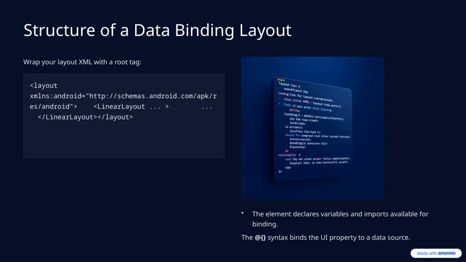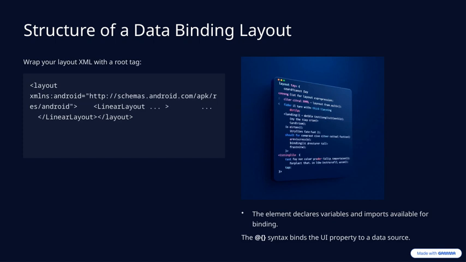All right, let's take a closer look at the structure of a data binding layout. First, you'll notice that you need to wrap your layout XML with a special root tag called layout. This tag includes the namespace declaration, which is essential for binding to work correctly. Inside this root, you'll place your usual layout elements, like LinearLayout, FrameLayout, or whatever suits your design. Now, an important point is that within this layout tag, you can declare variables and imports that will be available for binding. Think of these as the bridge between your UI components and your data sources.